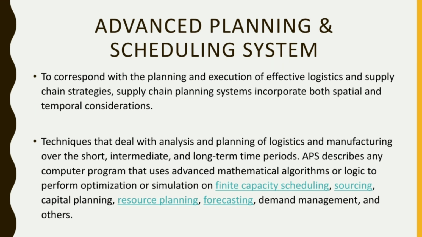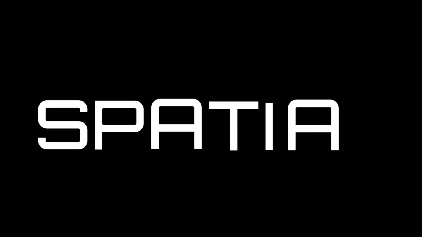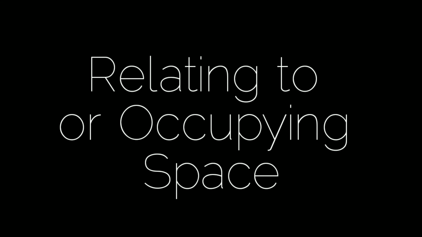My next topic is the APS system or the Advanced Planning and Scheduling System. To correspond with the planning and execution of effective logistics and supply chain strategies, supply chain planning systems incorporate both spatial and temporal considerations. Take note, spatial, hindi po ito yung special na karaniwang naririnig natin, no? Spatial po, S-P-A-T-I-A-L, na ang ibig sabihin is relating to or occupying space.